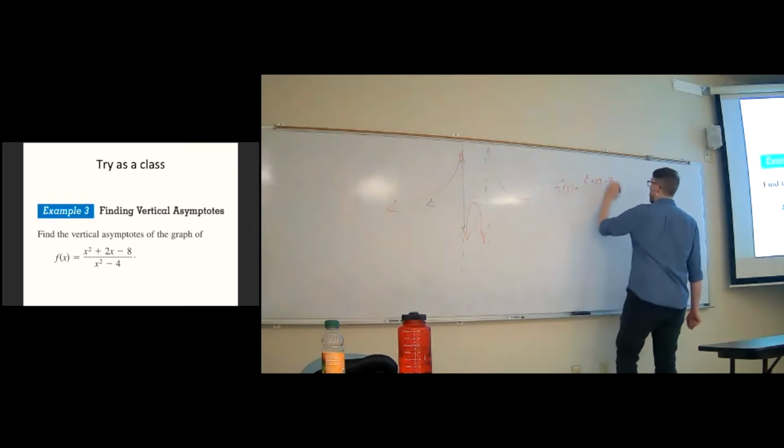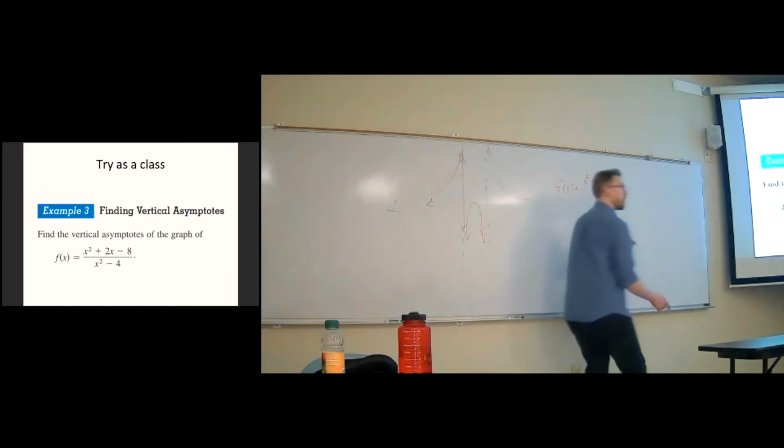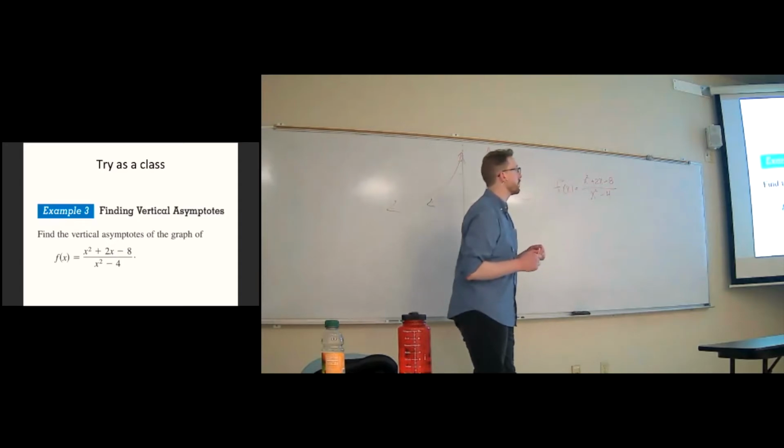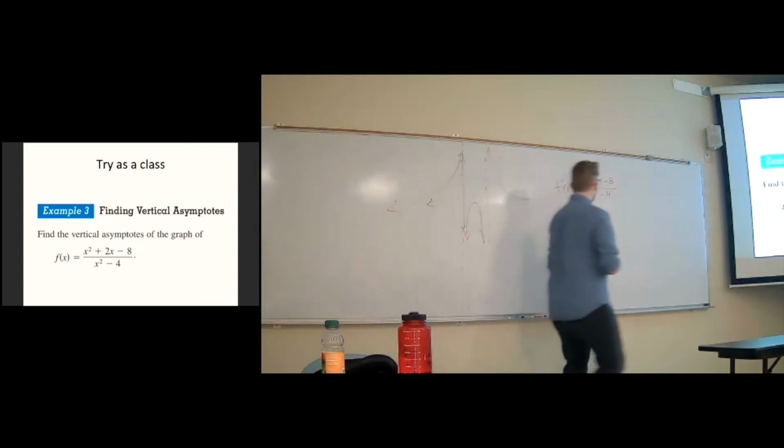I think you're on the right track. I didn't quite catch what you were saying, but let me write this down. What were you saying? So if you plug in 2 for x, 4 minus 4 is 0 on the bottom, right? And then 4 up top plus 2 times 2 is 4.